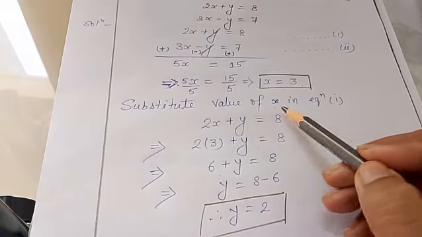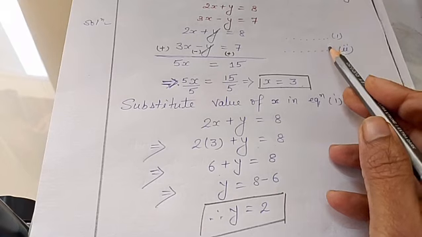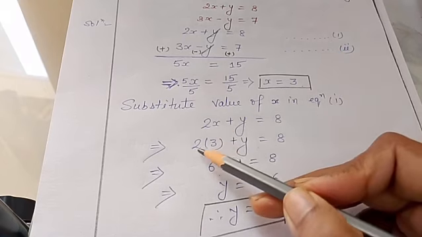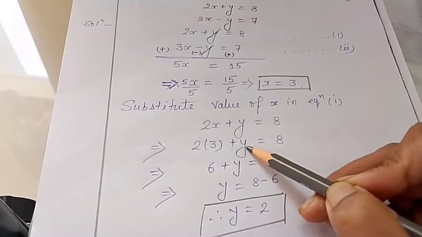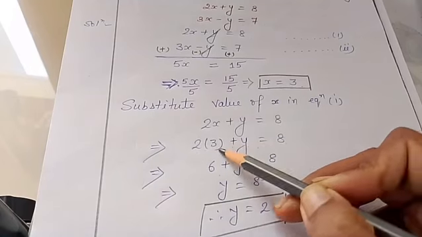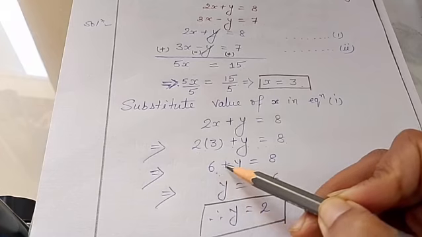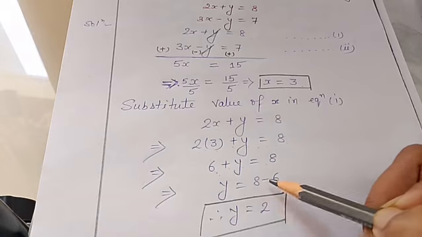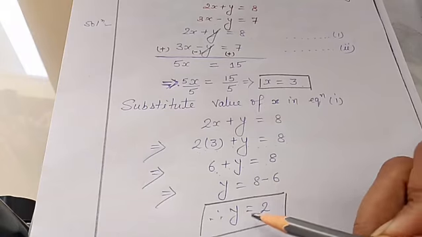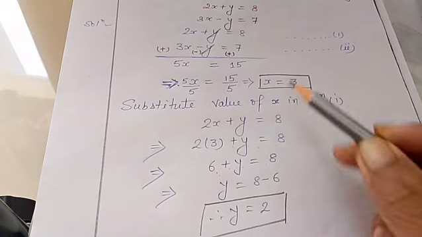Substitute the value of x in equation number 1. This implies 2 into 3 plus y is equal to 8. 2 threes are 6. 6 plus y is equal to 8. Therefore, y is equal to 8 minus 6. Therefore, y is equal to 2.